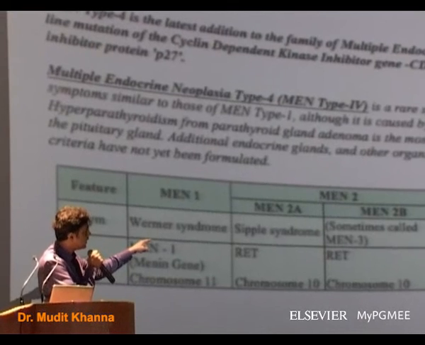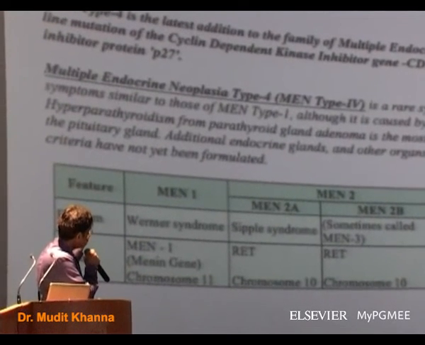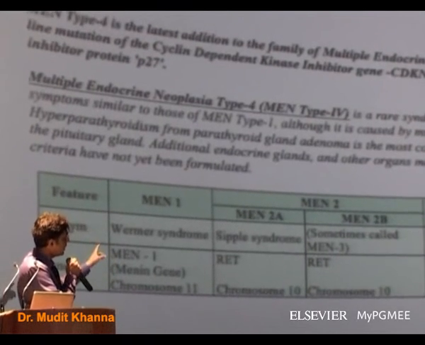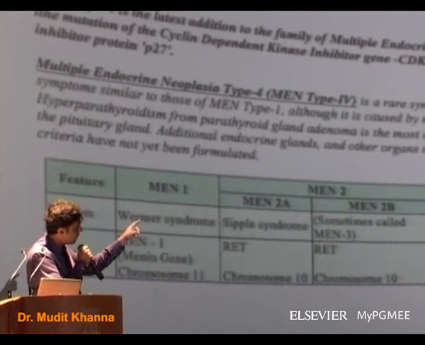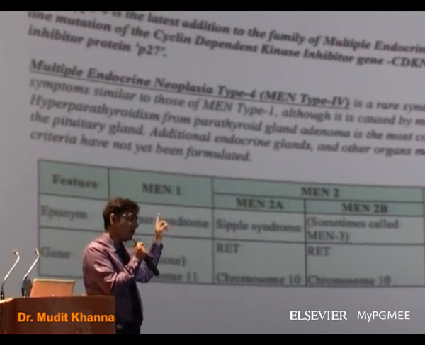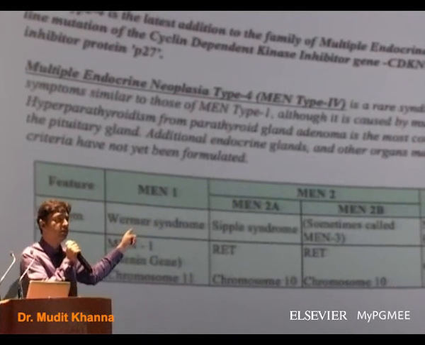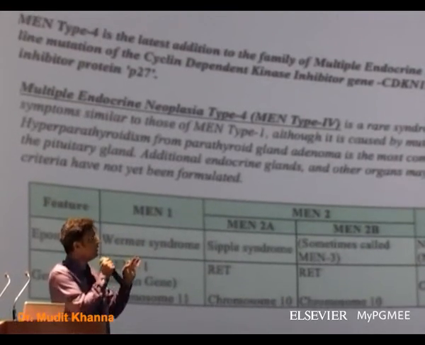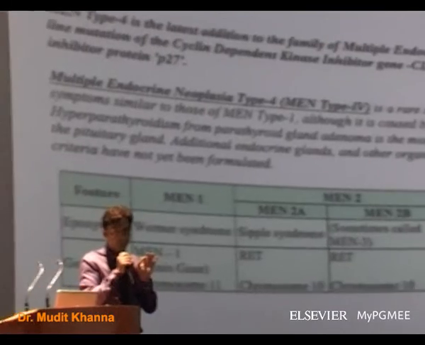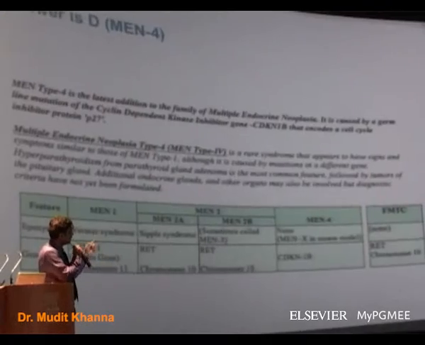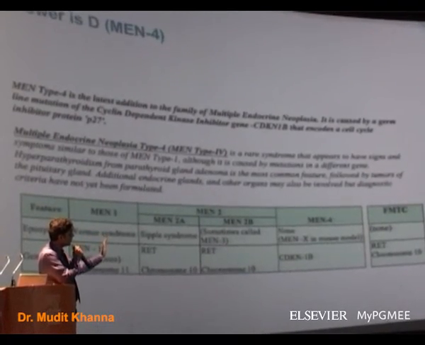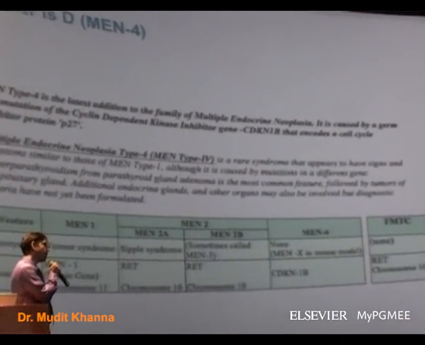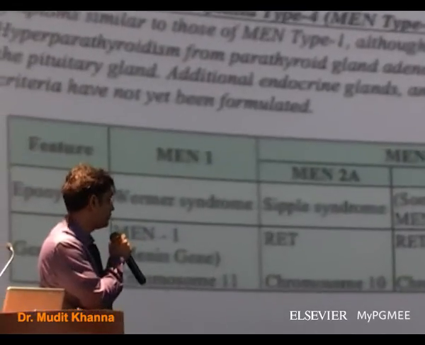And now the CDK and 1B. So menin gene is men1, RET genes are for men2. FMTC is what stands for? It has been included in men2. So therefore I have kept it outside for the moment, but if it has to go in one group, it goes into men2.